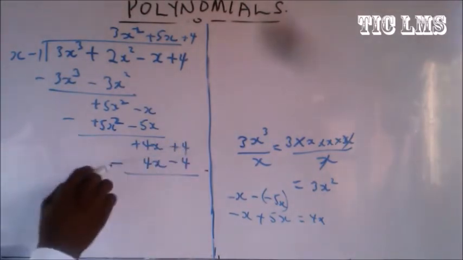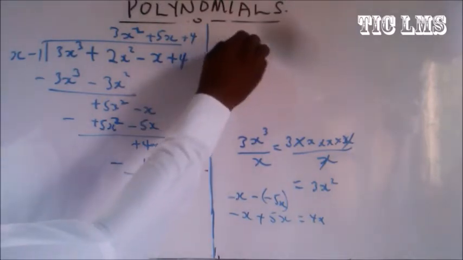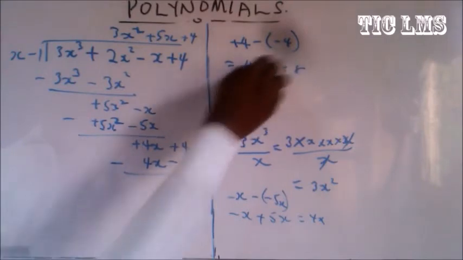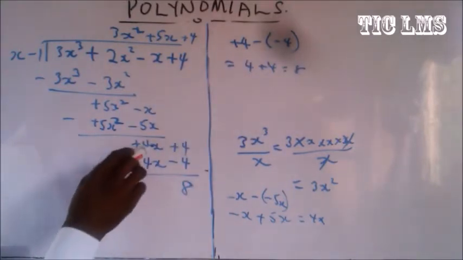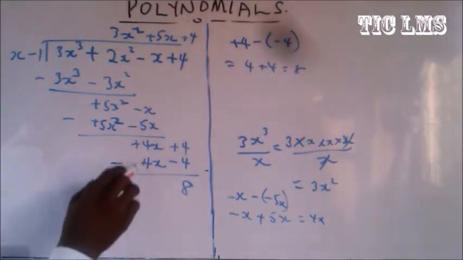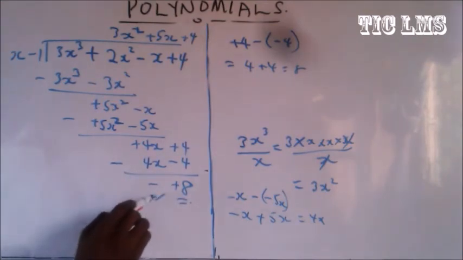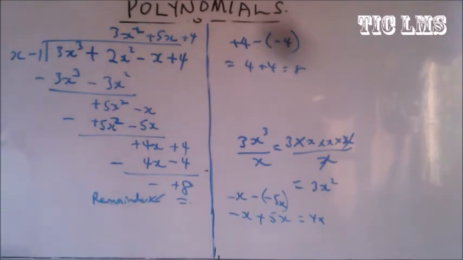Now plus 4 minus minus 4 gives 4 plus 4, and that's 8. So we have 8 here. And then plus 4x minus 4x, that's nothing. So we are left with plus 8 as the remainder. Now this is the first method of getting the remainder.